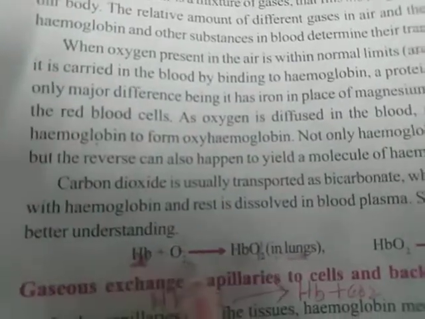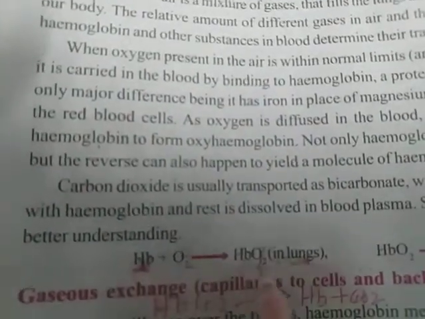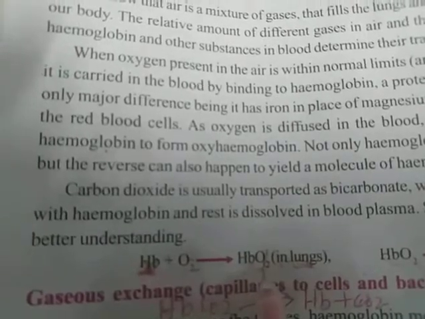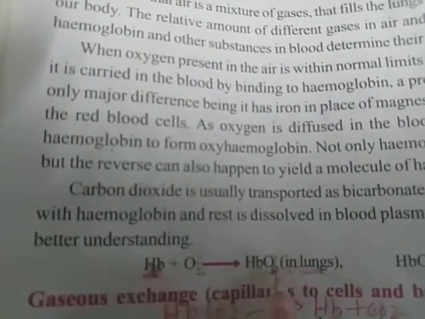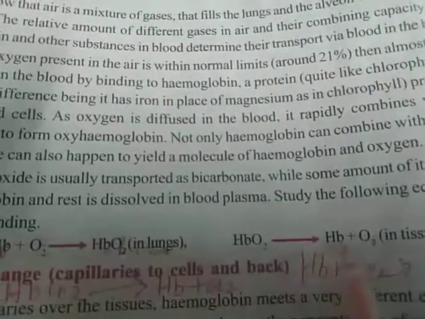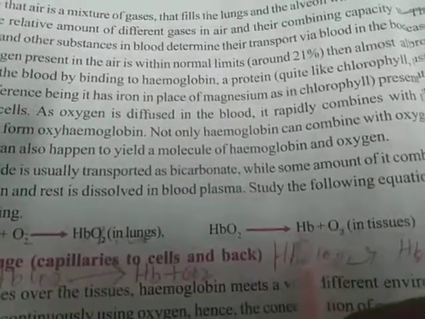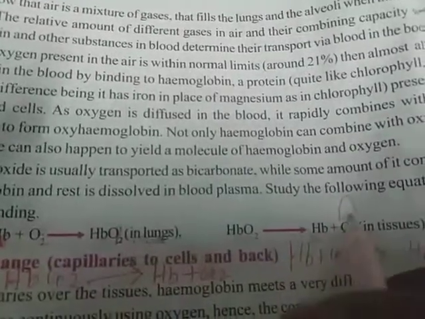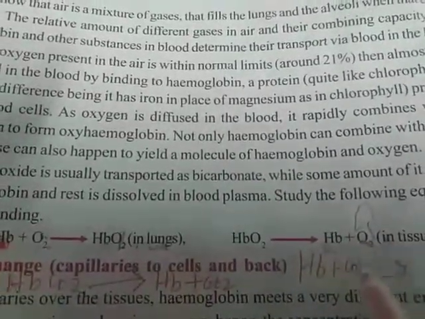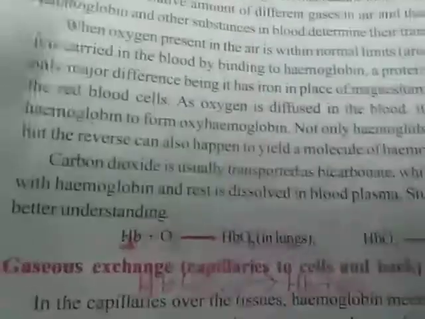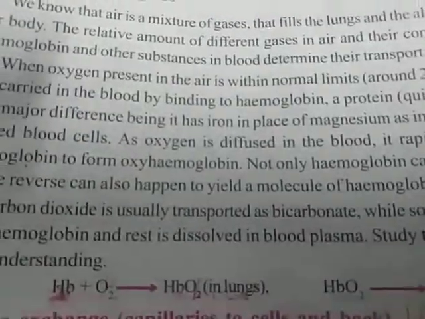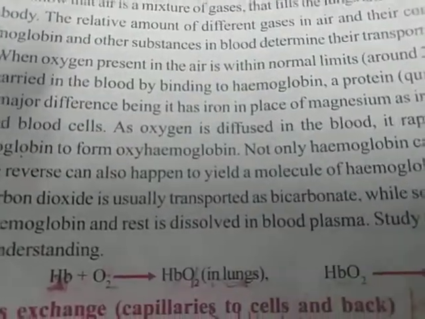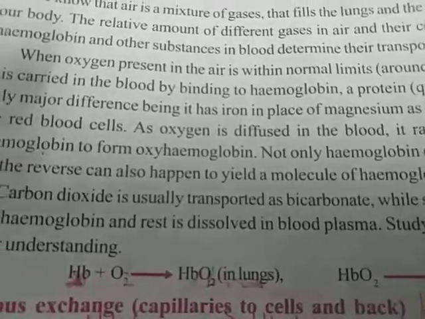Hemoglobin combined with oxygen forms the oxyhemoglobin complex. This oxyhemoglobin is formed in our lungs. Oxyhemoglobin undergoes dissociation in our tissues. It forms hemoglobin plus oxygen again. This oxygen is utilized by the tissues for its metabolic activities, for cellular respiration, to release energy. This energy we are going to use.